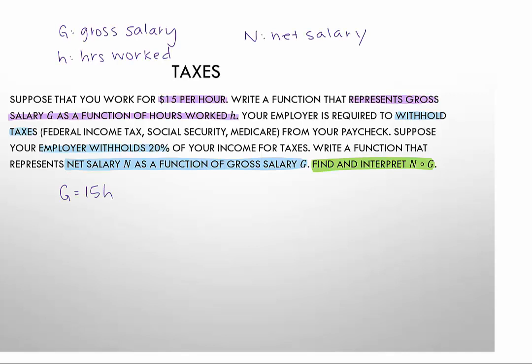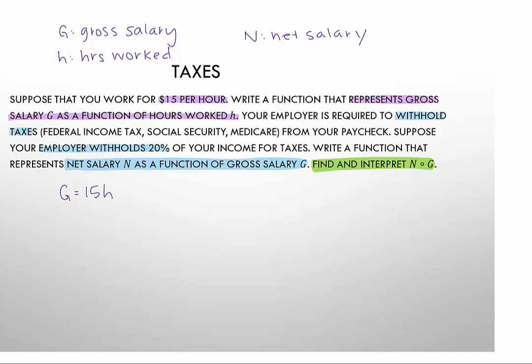Okay, so I went ahead and highlighted a few things that jumped out at me. I know that I'm making $15 an hour, and we're writing a function g in terms of h. So gross salary, if you think about finance, is how much you make before taxes. Net salary is after taxes. So gross salary is hours worked. Pretty straightforward that my gross salary I take home is $15 per hour.